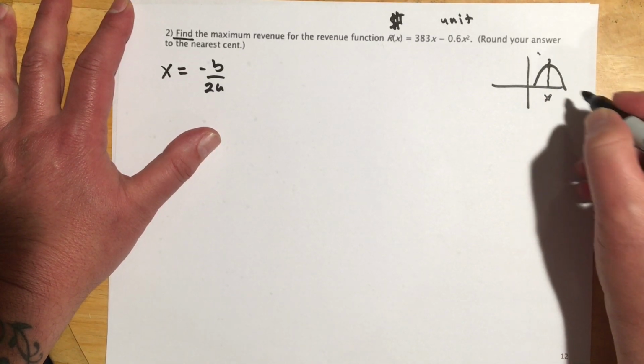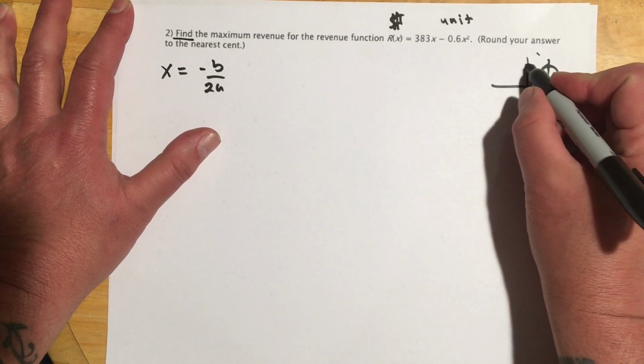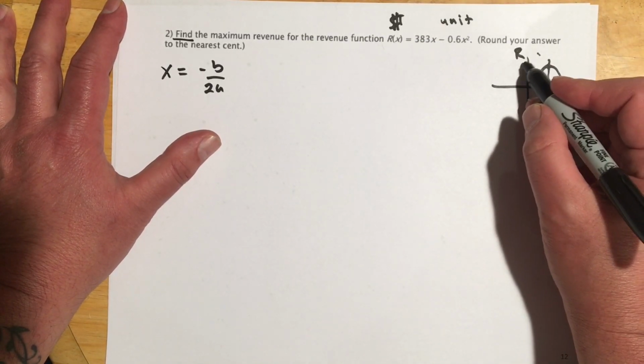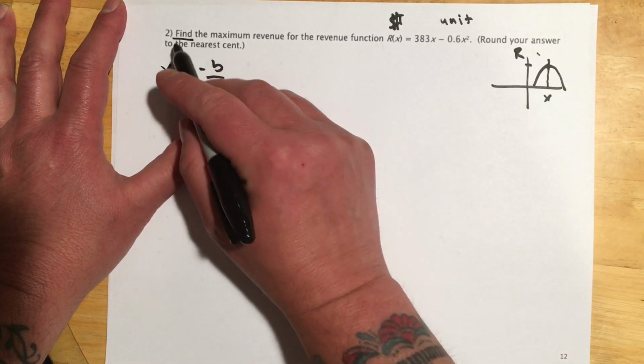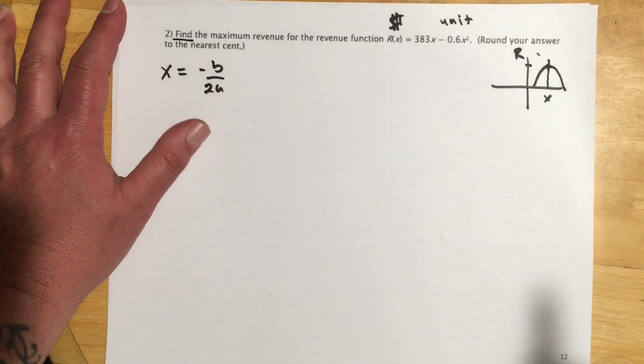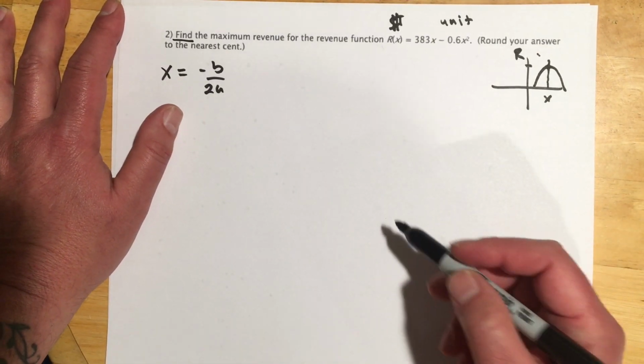The x is going to be the number of units that maximizes the revenue, and then the y in this case, which is the revenue, is going to be the actual revenue, the dollars. So you have to be a little bit careful when you're reading this as to which thing it's asking for. And it can even get a little more complicated than that, but I'll show that in some later examples.